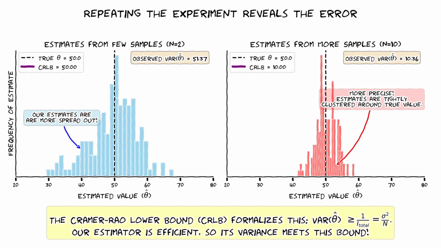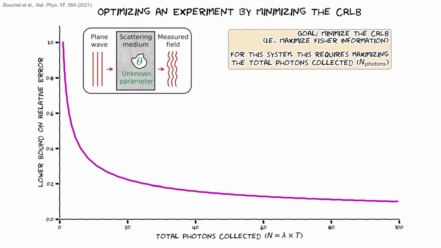As we can see, the observed variance of our estimates almost perfectly matches this theoretical limit. This means our estimator is efficient. It extracts all possible information from the data, achieving the fundamental limit of precision. This is not just a theoretical curiosity, it's a powerful tool for experimental design.